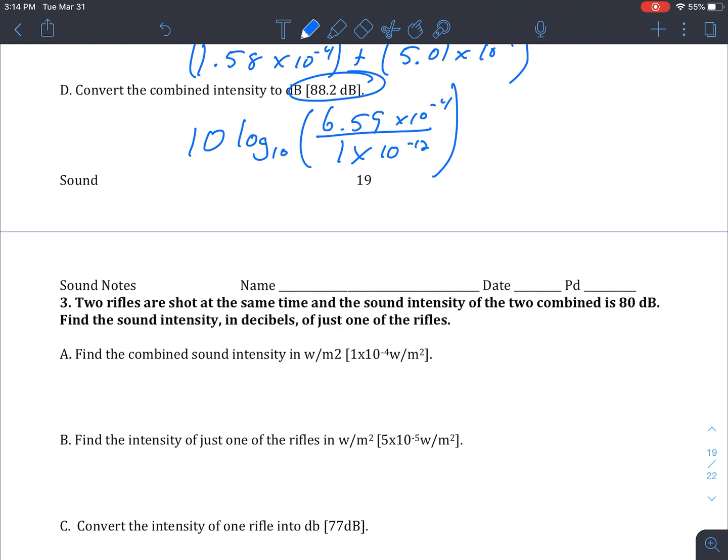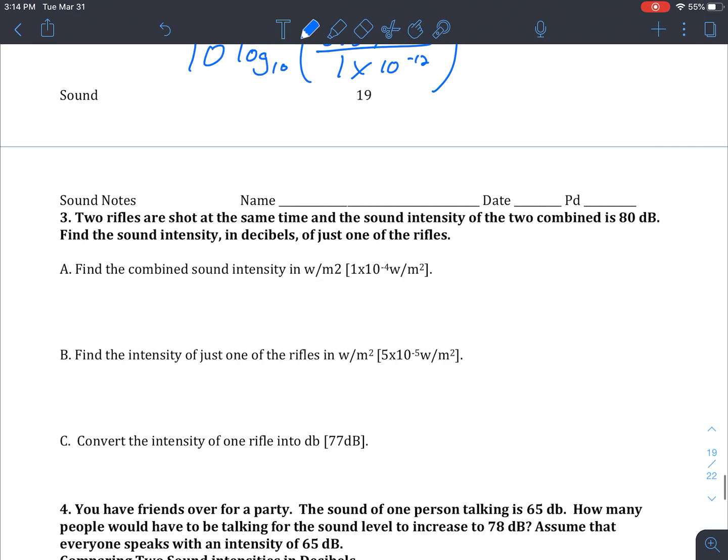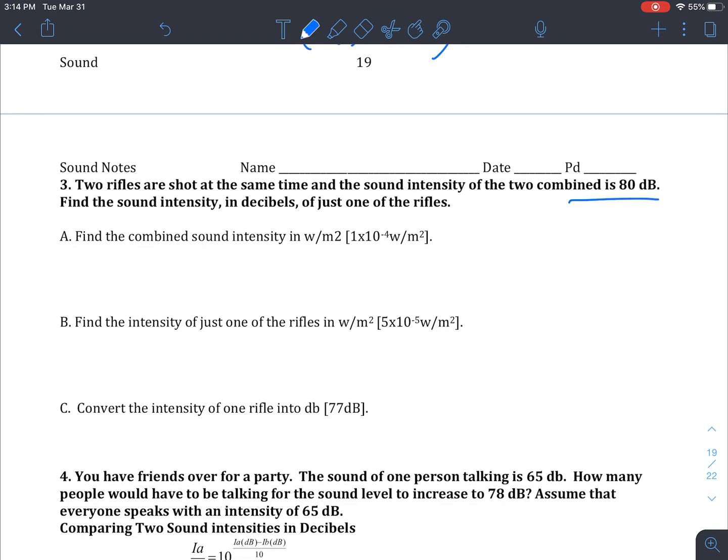3, kind of the same thing. We have 2 rifles being shot at the same time, each 80 decibels. What's the intensity? Taking our time, just mainly for more practice. There are easier ways to go through all in one shot, but I think it's just easier and better practice to go through each conversion. So we see what we're doing.